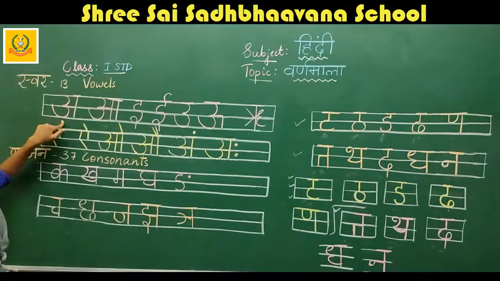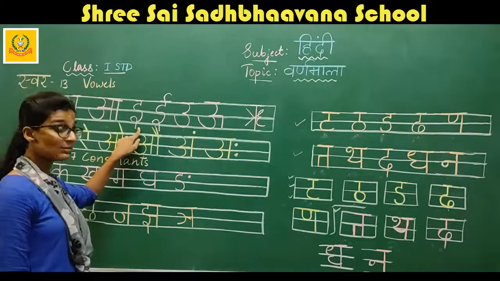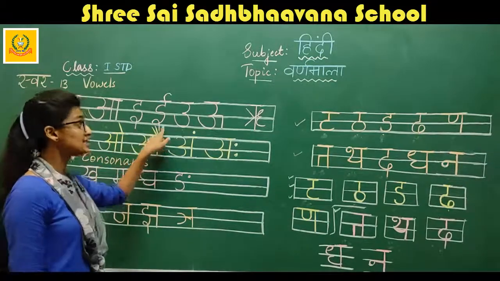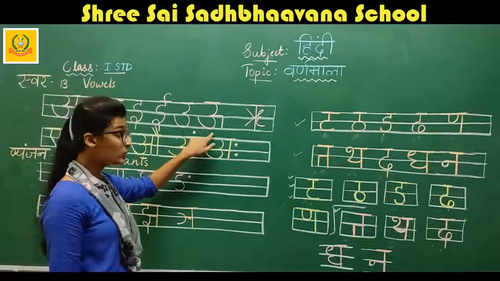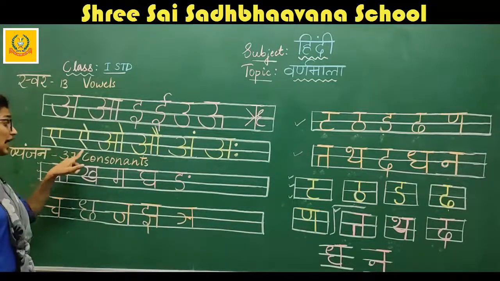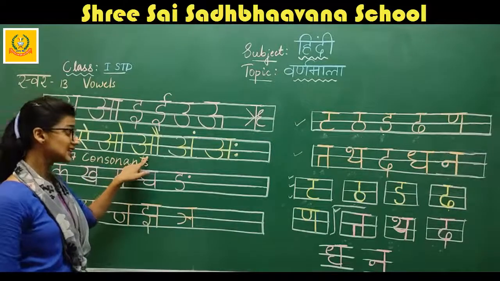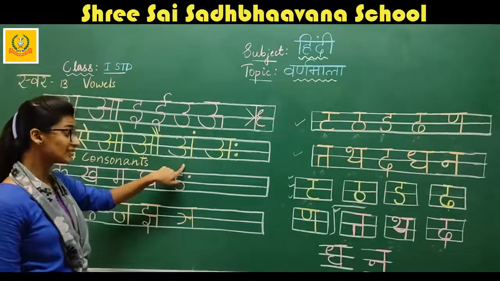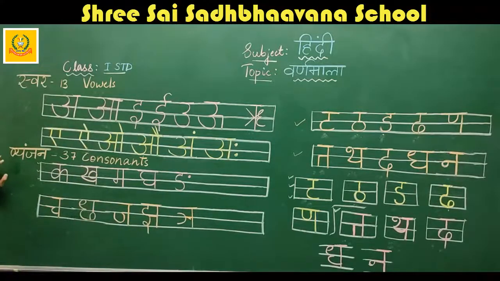A says ananas. A says alu. E says imarat. E says int. U says upahar. U says und. Ru says rushi. A says ek. I says ainak. O says okli. Au says aushad. Says angur. And aha.